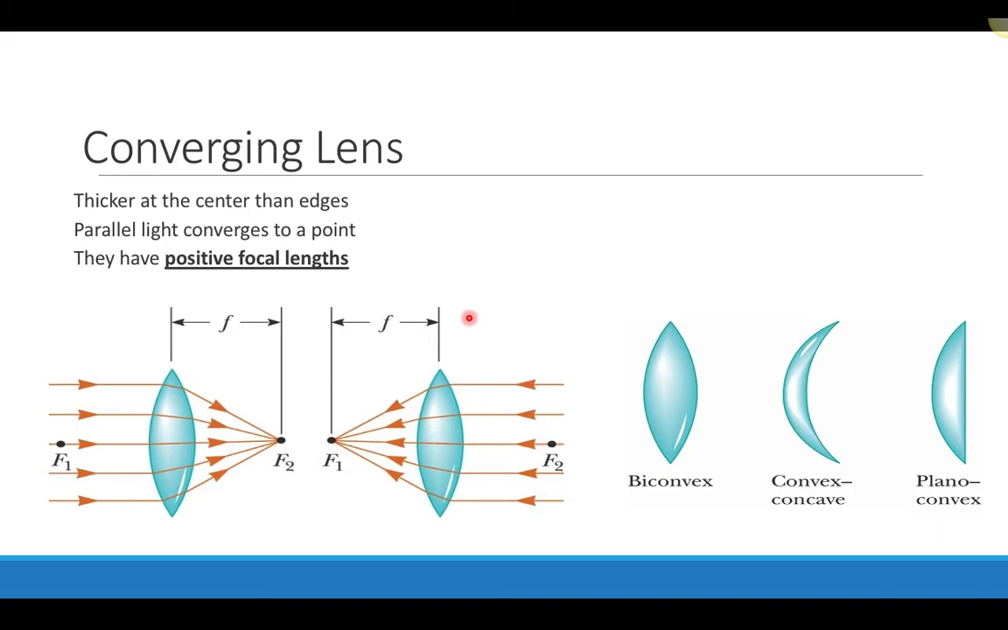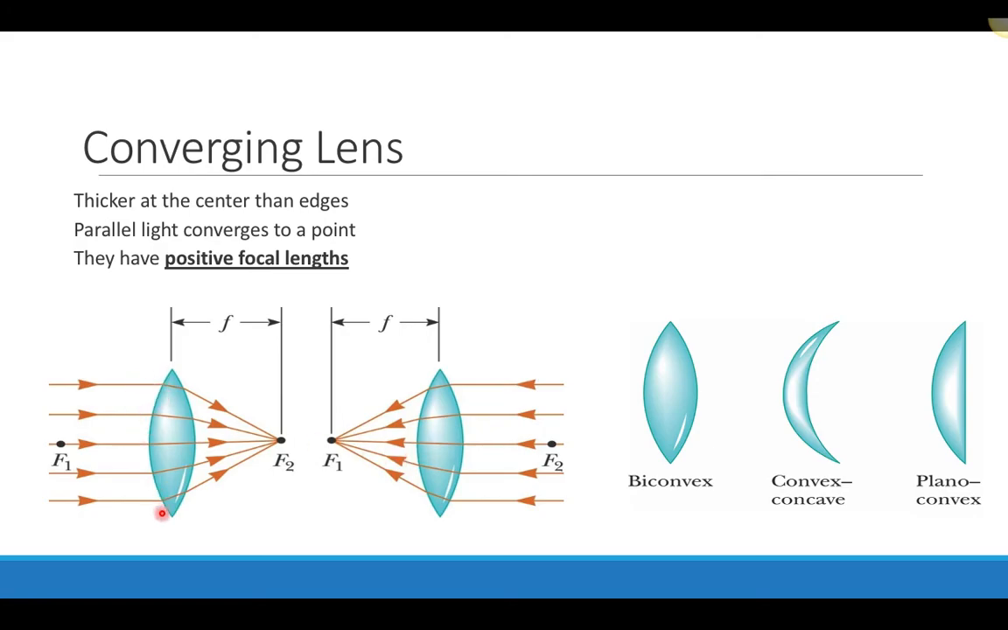So I sort of alluded to this already. We have converging lenses and diverging lenses. Converging lenses are such that they are thicker at the center and thinner at the edges. If I have parallel lines coming in, they converge to a particular point, and that point is called the focal point. The focal length is the distance between the center of the lens to that focal point, right? So that's the focal length. All lenses have two focal points and one focal length.